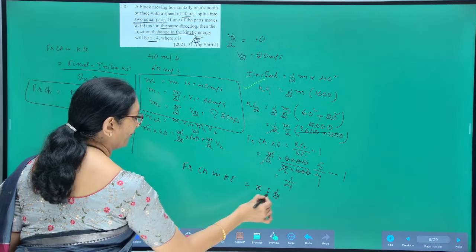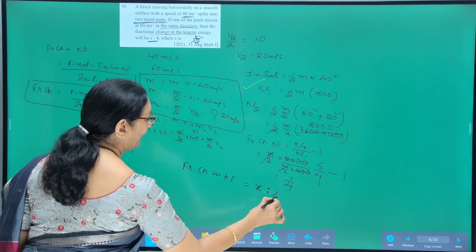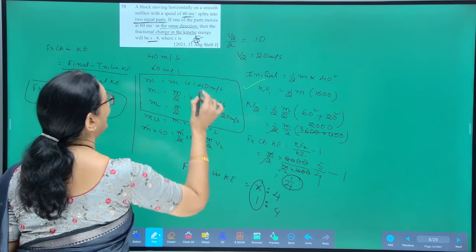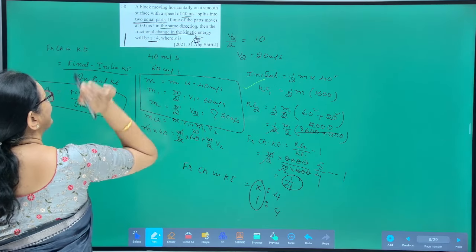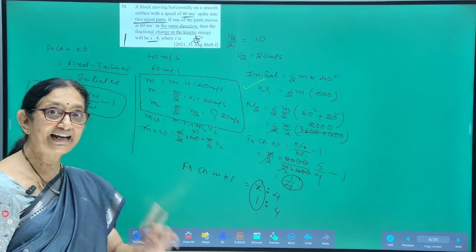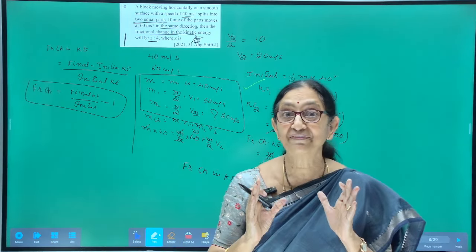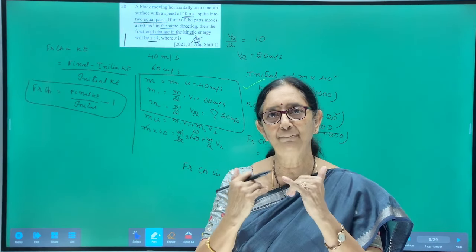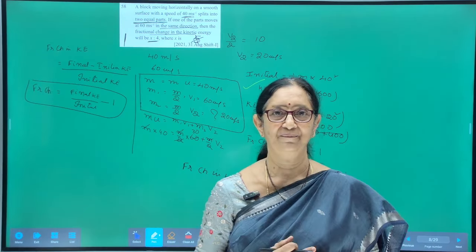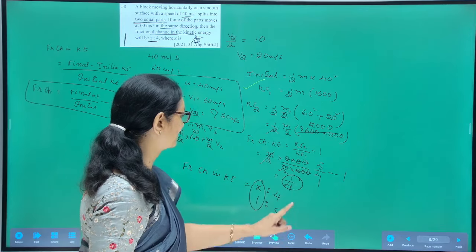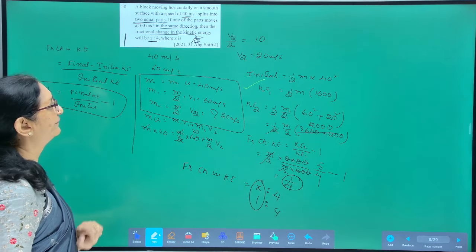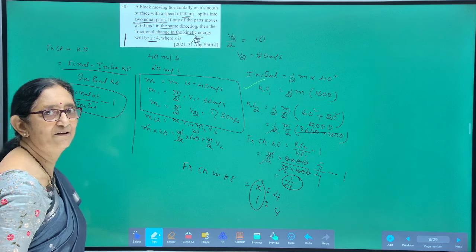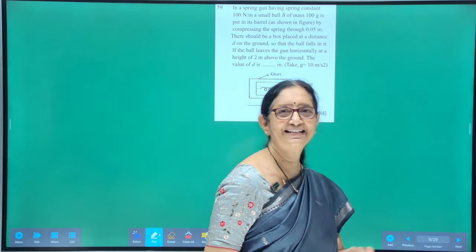X is to 4. But we got it as 1 is to 4. On comparison, the value of x is equal to 1. That is the right answer. What is the fractional change in KE? That is final by initial minus 1. So, 5 by 4 minus 1 is 1 by 4. So, in place of x we got the number as 1. So, that is a numerical question with correct option as 1 here.